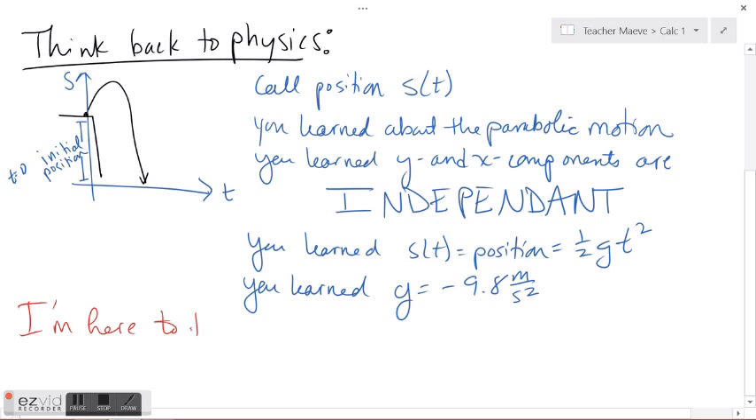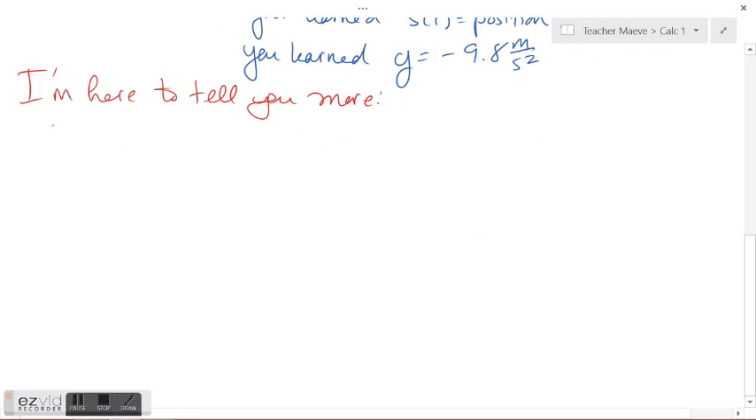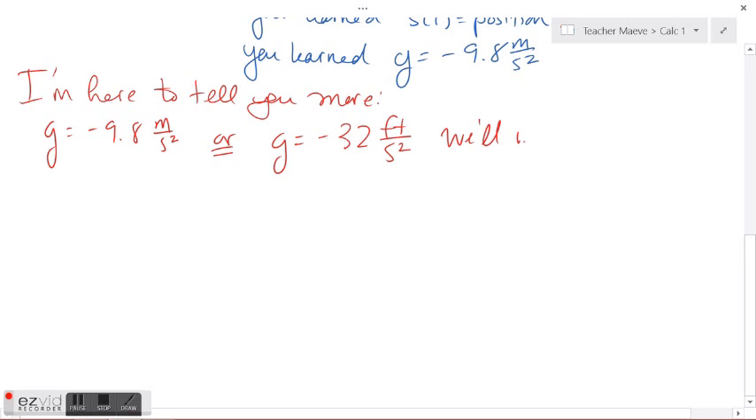So I'm here to tell you that there is more to the story. So g, again, is negative 9.8 meters per second squared. Or, if we don't want to do it in meters, can't g be negative 32 feet per second squared? Yes, it can. So we'll work with both, and your book works with both. You have to pay attention to whether we're working in feet or in meters.